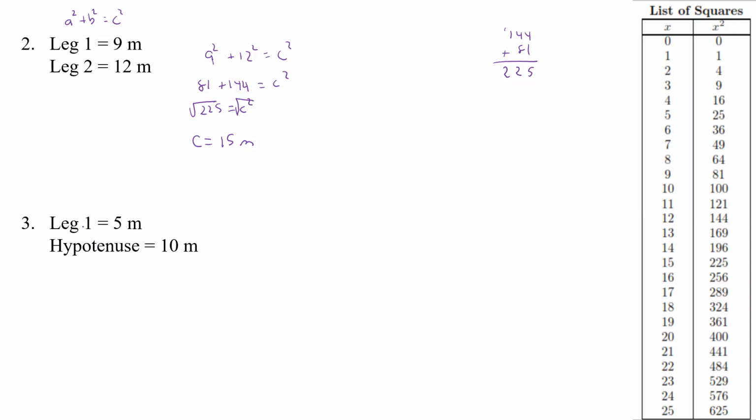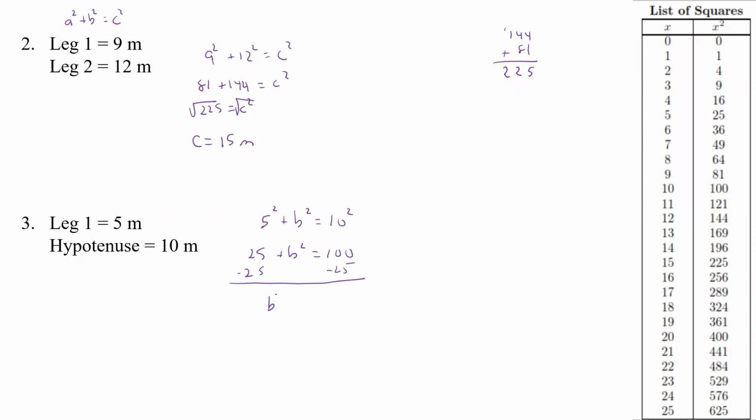All right, so now we have, again, a leg and a hypotenuse. So if we let a be leg 1, that would give us 5 squared plus b squared equals 10 squared. And so we get 25 plus b squared equals 100. So now we'll subtract 25 from both sides.